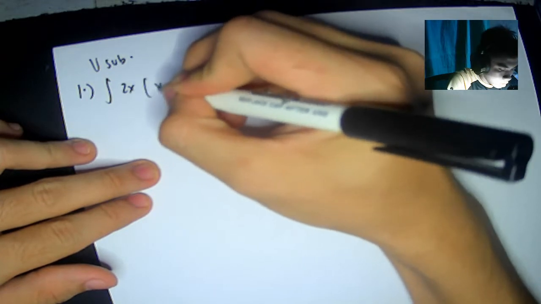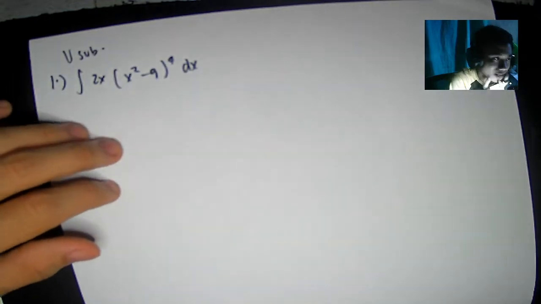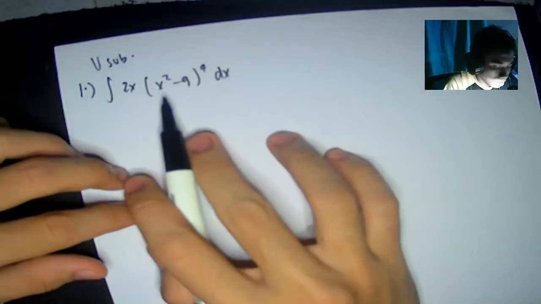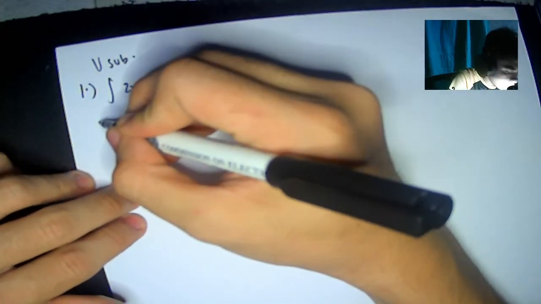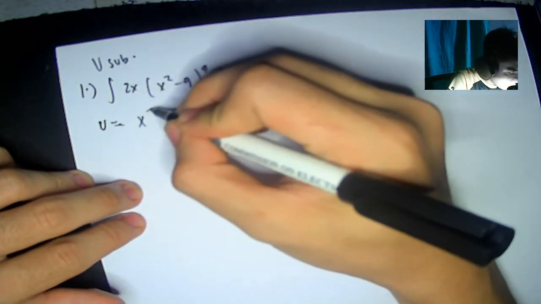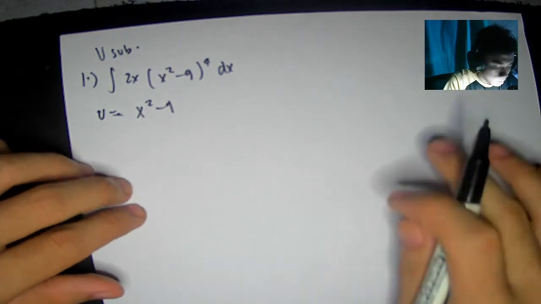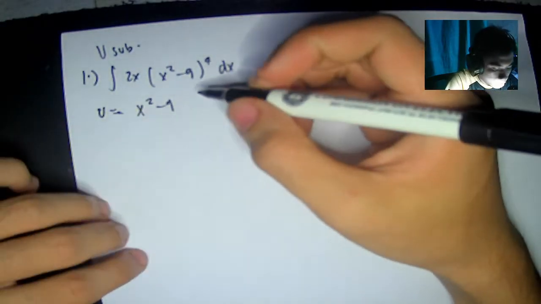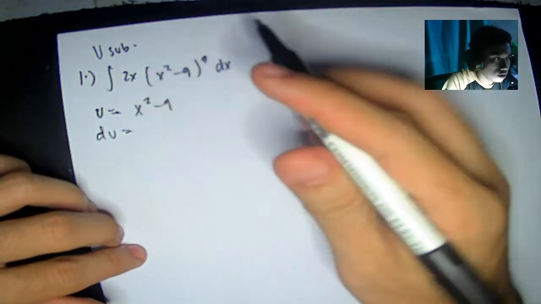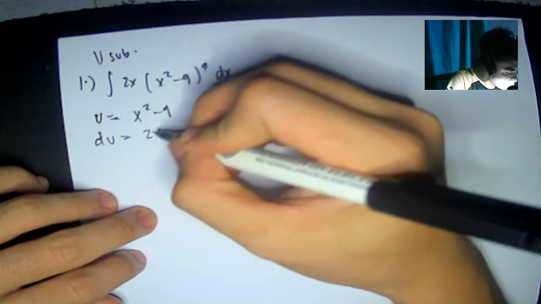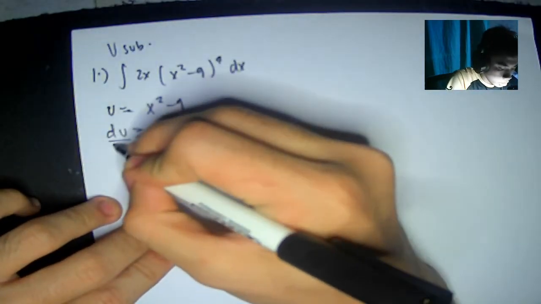integral of 2x times (x squared minus 9) to the 4th, dx. So, how could we integrate that? I'll use this x squared minus 9 as my u. So, we'll have u equals x squared minus 9. Let's find du. We'll just multiply it with d over dx. So, du is equal to the derivative of u, which is 2x dx.